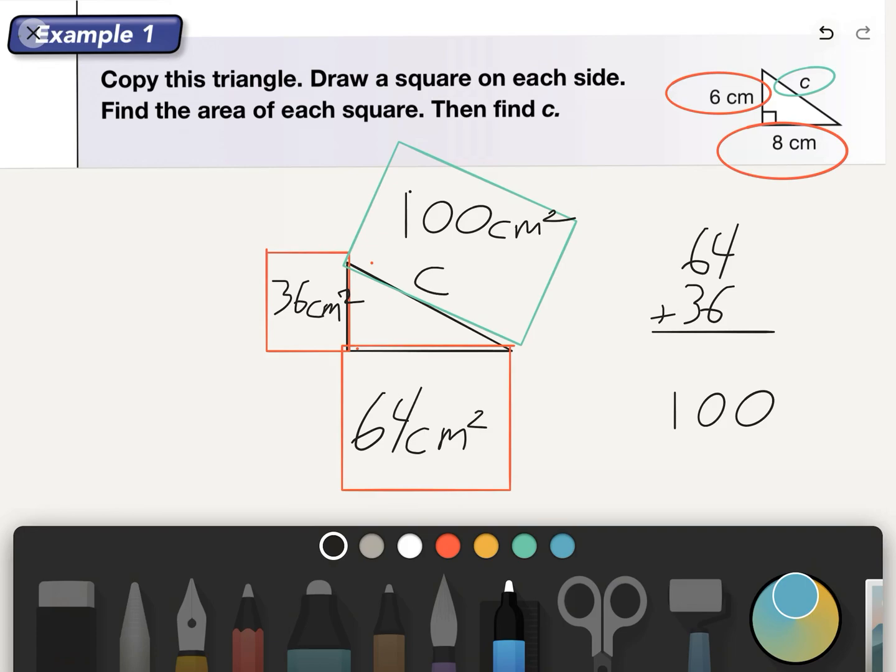Well, all we need to do for that is just get the square root. Getting us C equals 10 centimeters for this side.